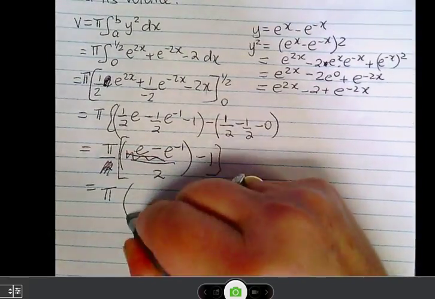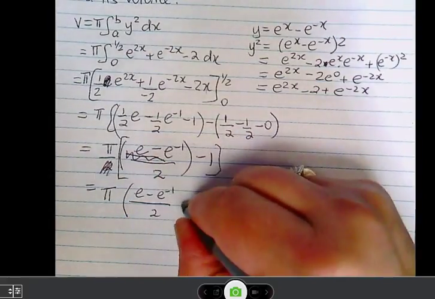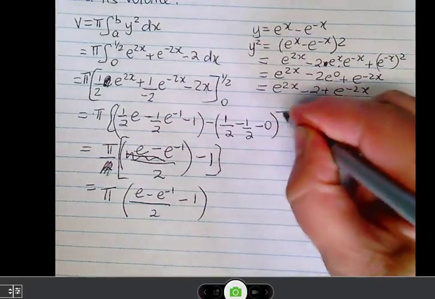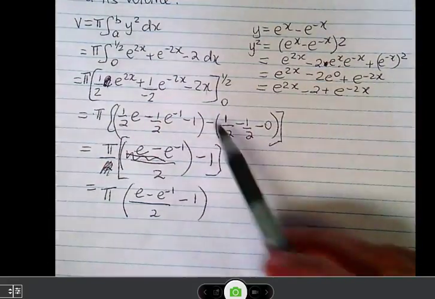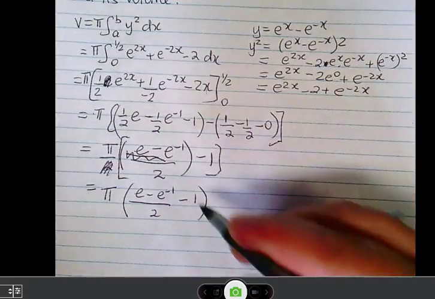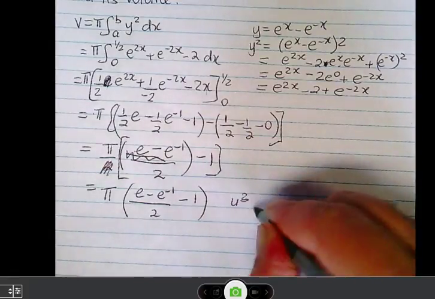So it's pi times e minus e to the negative 1 over 2, minus 1. Just be careful because it's pi times all of that. So just make sure you're keeping that, I'll pull this 1 away from that pi, which was wrong. So just be careful there. So it's that units cubed because it's volume.